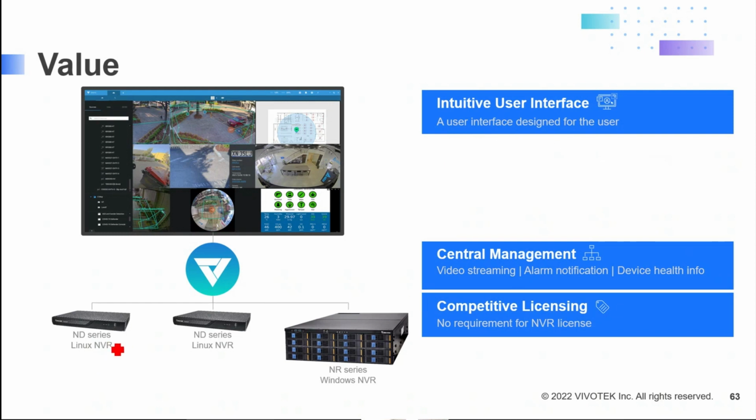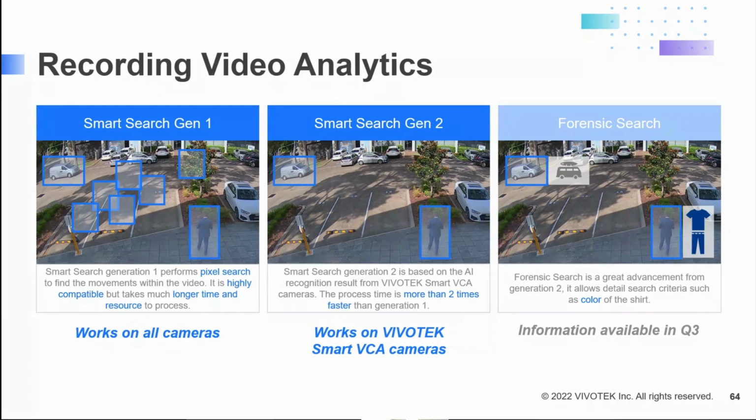You can connect that with different types of NVRs. You can even connect VAS2 to VAS2 if you want. So you can have multiple NVRs and then have one VAS2 CMS in the middle. And lastly, we have a very good competitive licensing policy. So if you purchase hardware from Vivotech, this storage does not require any license cost if you connect those to your VAS2 CMS.